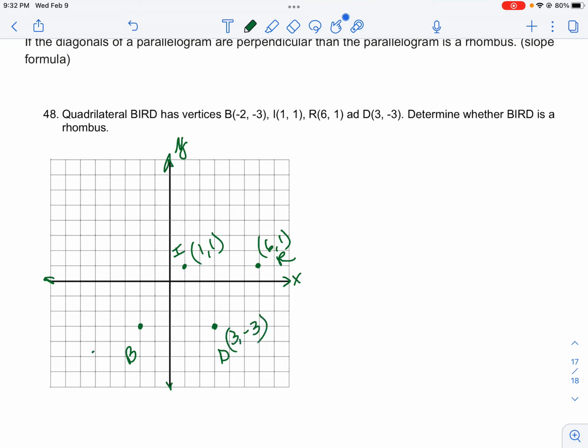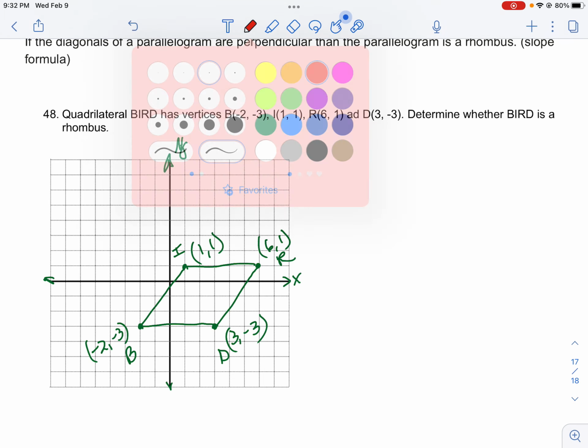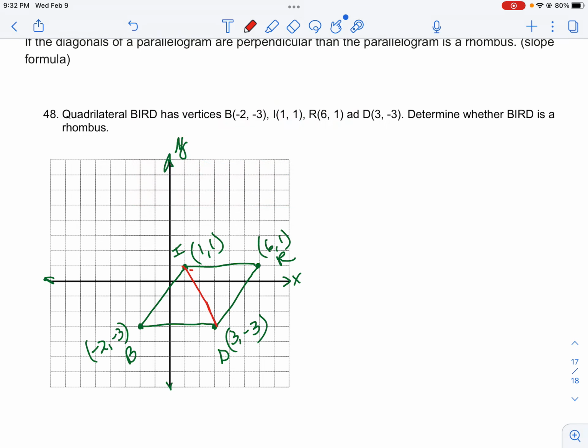So no doubt it looks like a rhombus. But that's not good enough. We have to actually prove that it's a rhombus. All right, so let me go on in here. And we know that we are going to look at the diagonals. So we're going to look at this diagonal here, ID. And we are going to look at this diagonal here, BR.